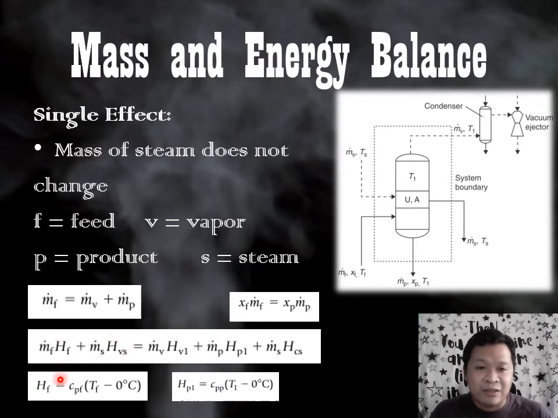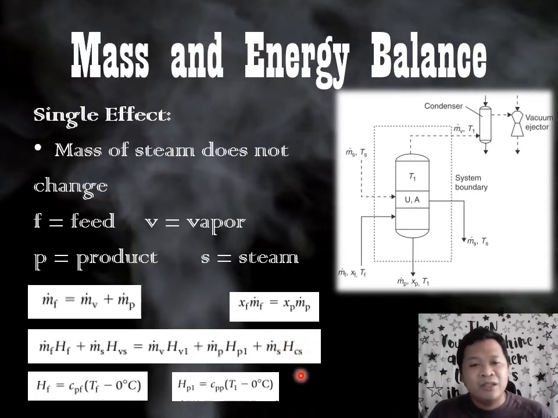Ayan, no? So makikita nyo dito, mass flow rate of feed multiplied by the specific heat of your feed plus the mass flow rate of your steam multiplied by the enthalpy of your steam at its current condition sa pag-input, temperature and pressure, equals the mass flow rate of your vapor multiplied by the enthalpy of your vapor plus the mass flow rate of your product multiplied by the enthalpy of your product, and then the mass flow rate of the steam multiplied by the enthalpy of the condensed steam, or CS.